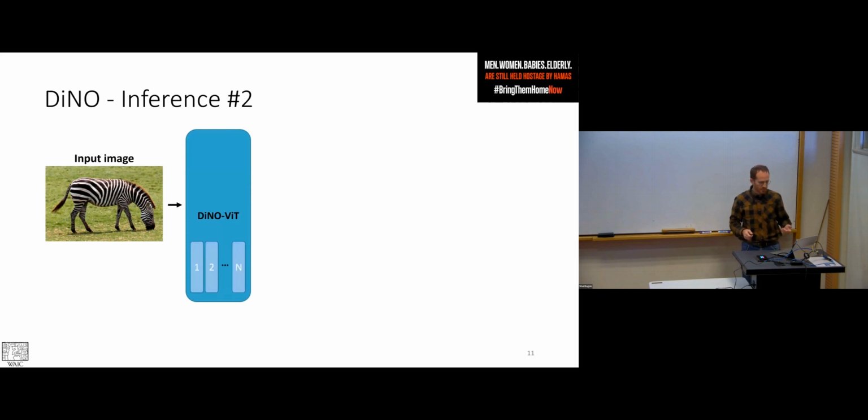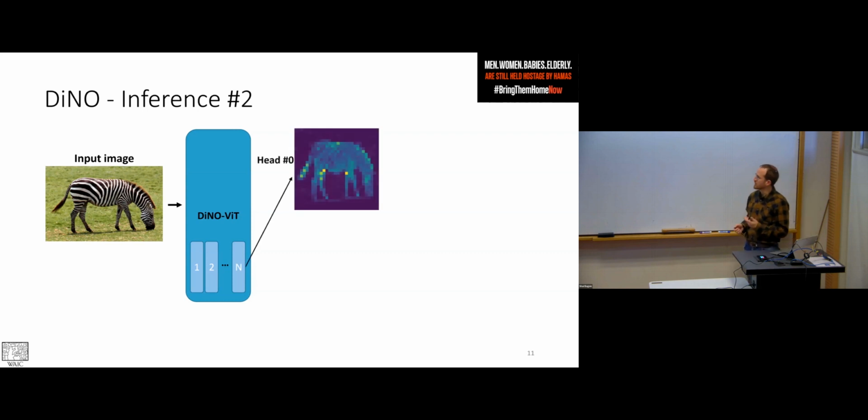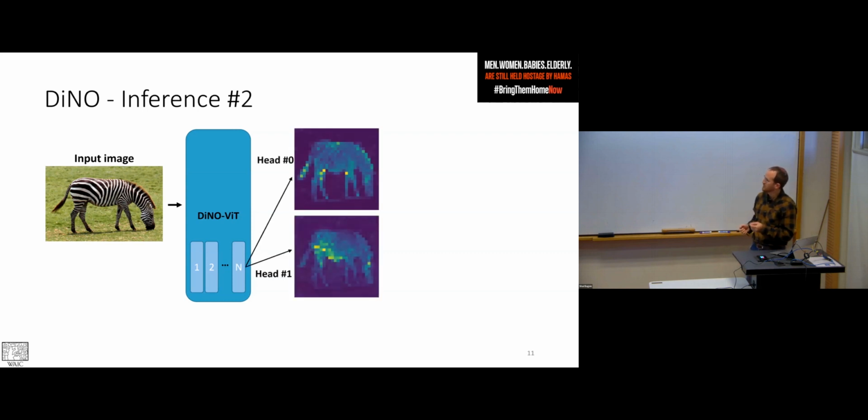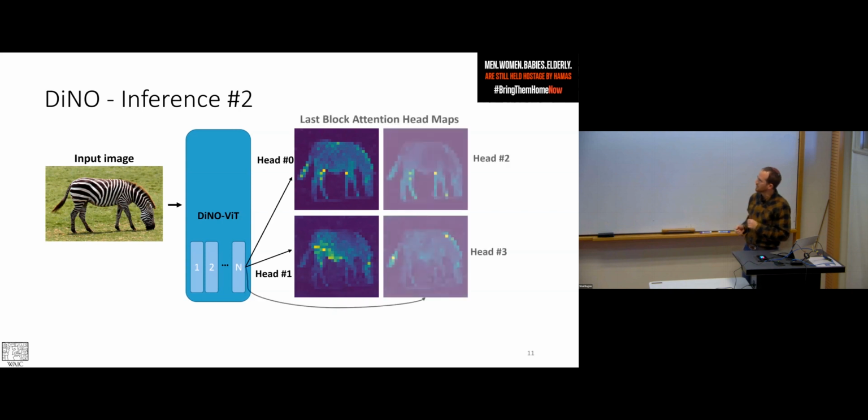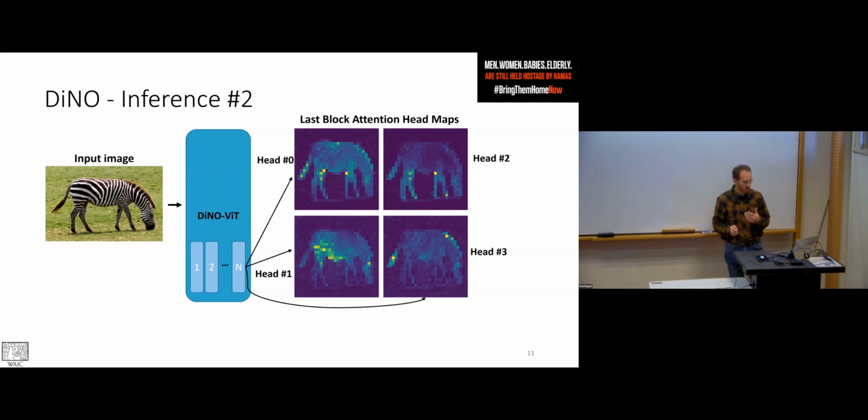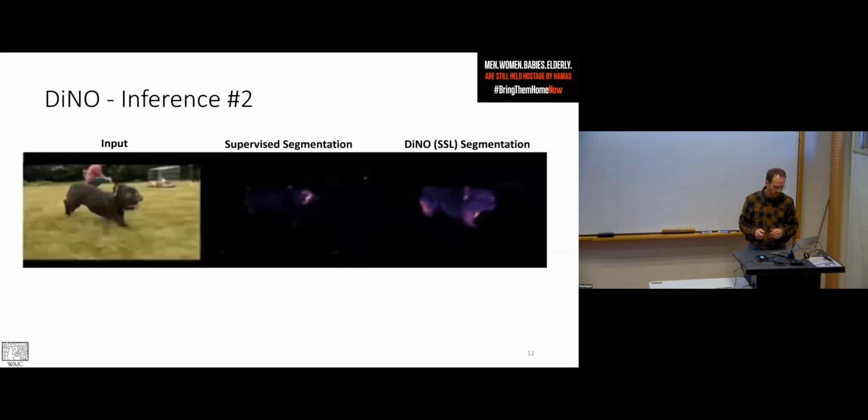Another thing we can do is, if we train a transformer, we can actually look at the attention heads of the trained transformer, and we can look at the attention maps for different heads at the last layer of the trained model. And we can see that it attends to different regions in the object or the foreground.